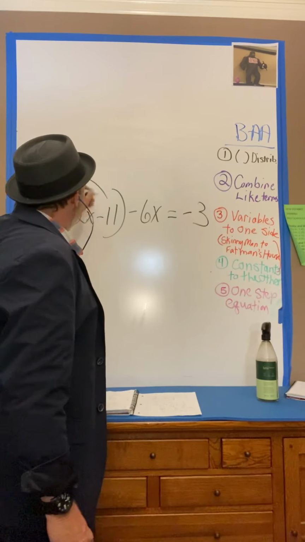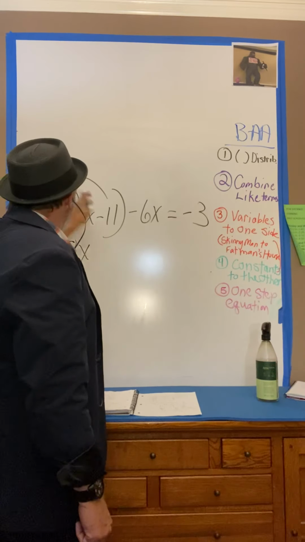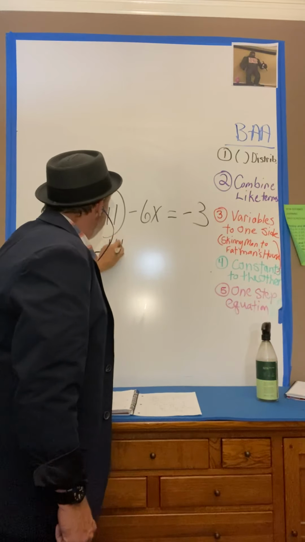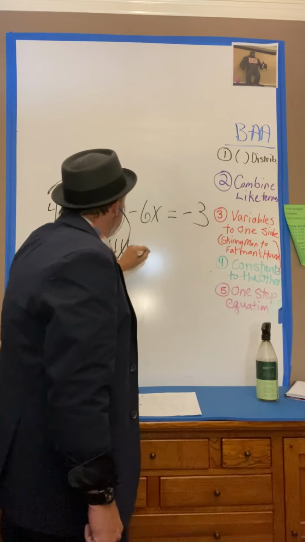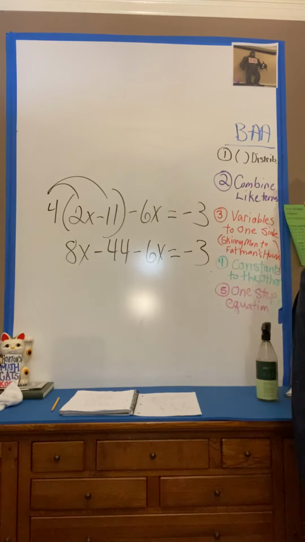4 times 2x, 4 times negative 11. 4 times 2x is 8x. 4 times negative 11 is negative 44. Bring down your negative 6x, and then your equals and your negative 3.